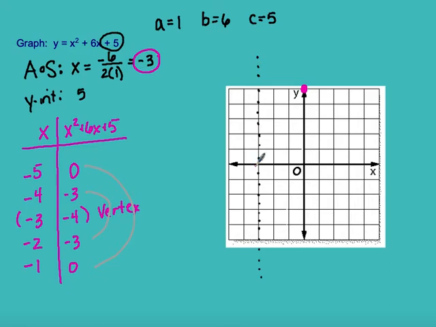Okay, so I'm a little bit off my graph here, but negative 5 takes me to 0. Negative 4 takes me to negative 3. Negative 3 takes me to negative 4. Negative 2 takes me to negative 3, and negative 1 takes me to 0, and I can catch that y-intercept. So you can see that my graph is symmetrical to the axis of symmetry, and there is my parabola.